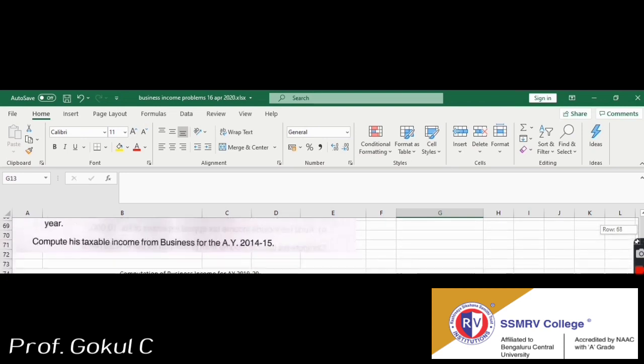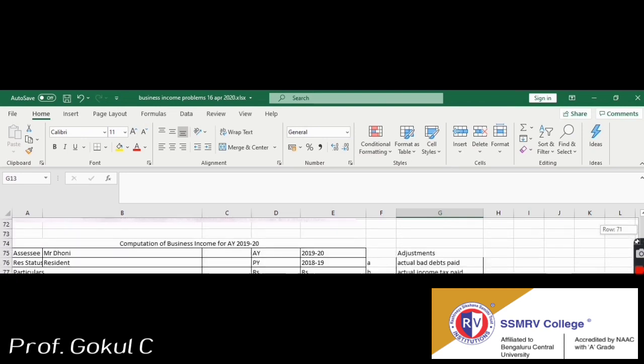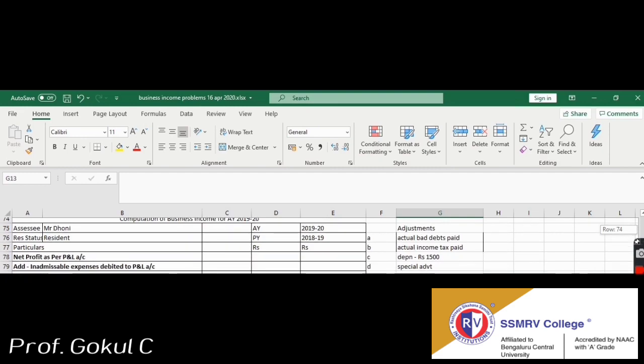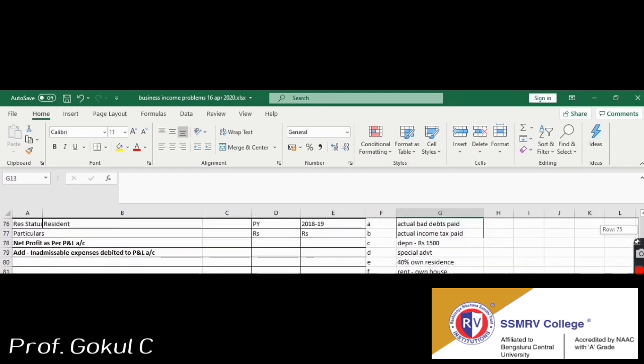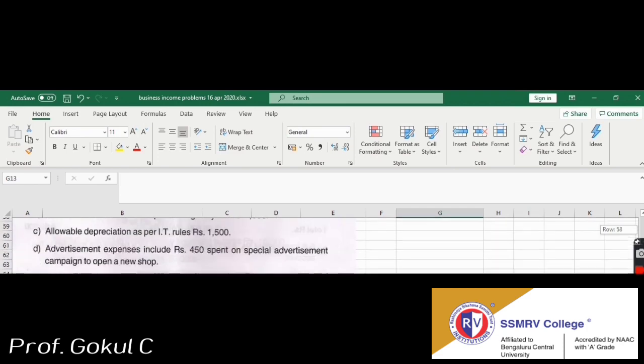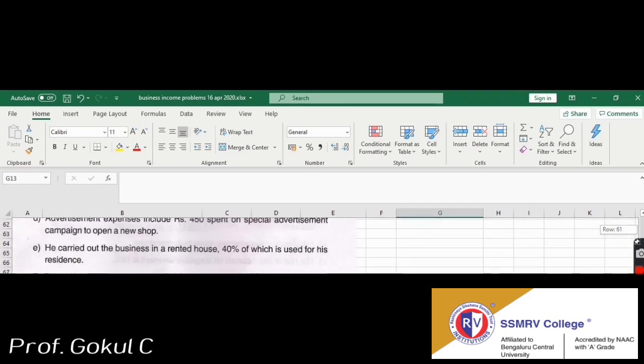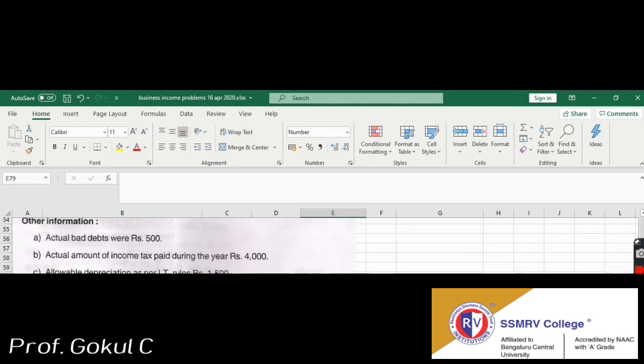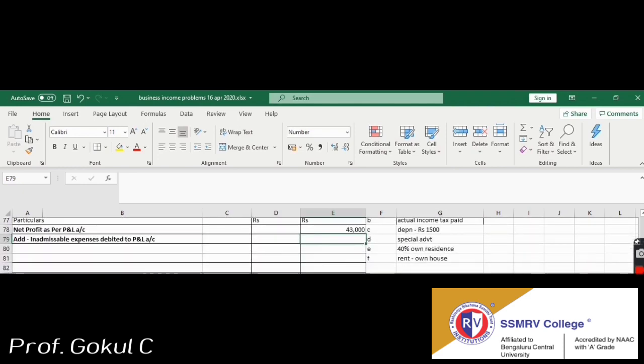This is what it says. So put down the format as usual. Computation of business income for assessment year so and so. Assessee is Mr. Dhoni. The residential status is resident. Assessment year is 2019-20. Previous year is 18-19. Make 3 columns: particulars, rupees and rupees. Net profit as per P&L account. Please write down as it is, which is given in your problem, 43,000. Then before you get into the problem, please go through all the adjustments and mark those adjustments here.